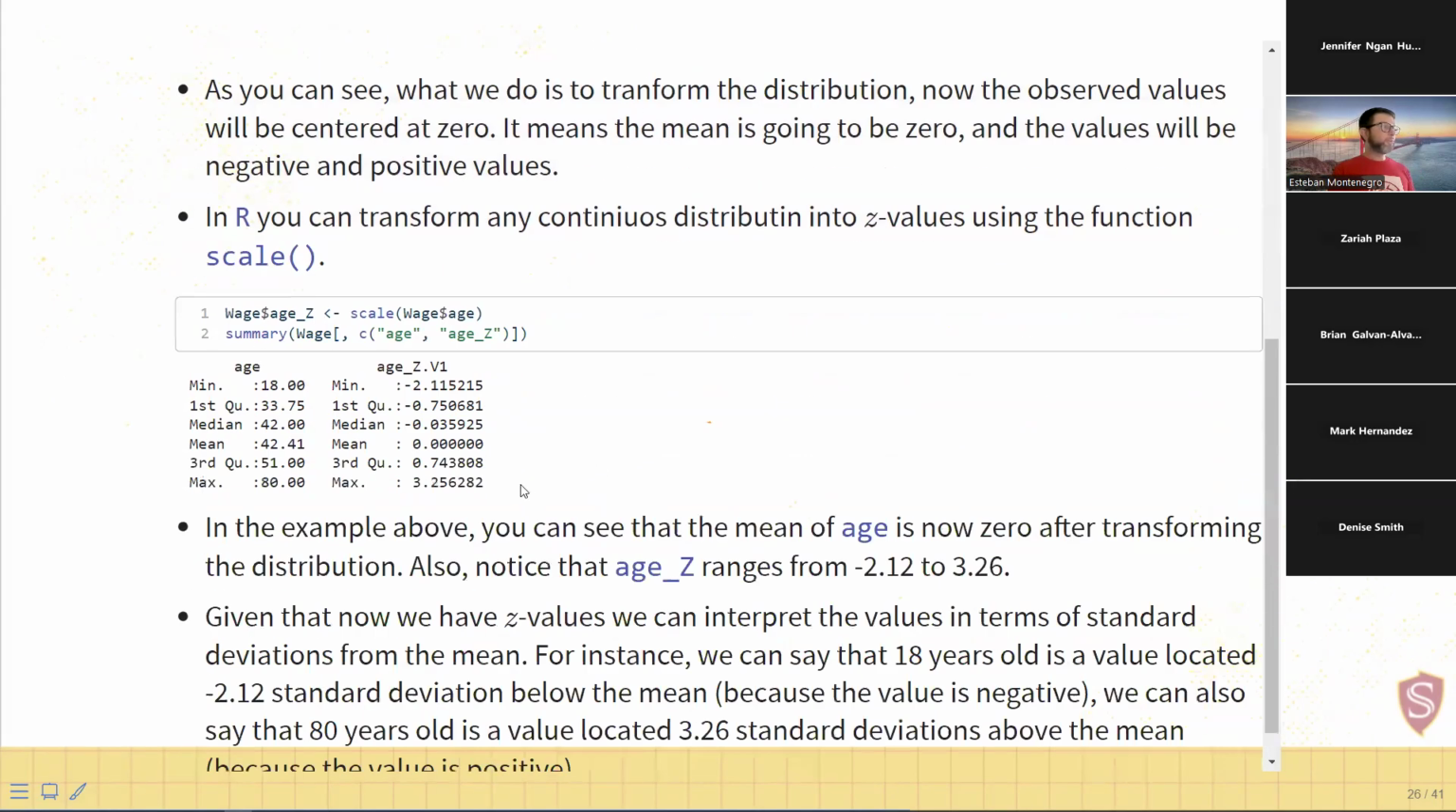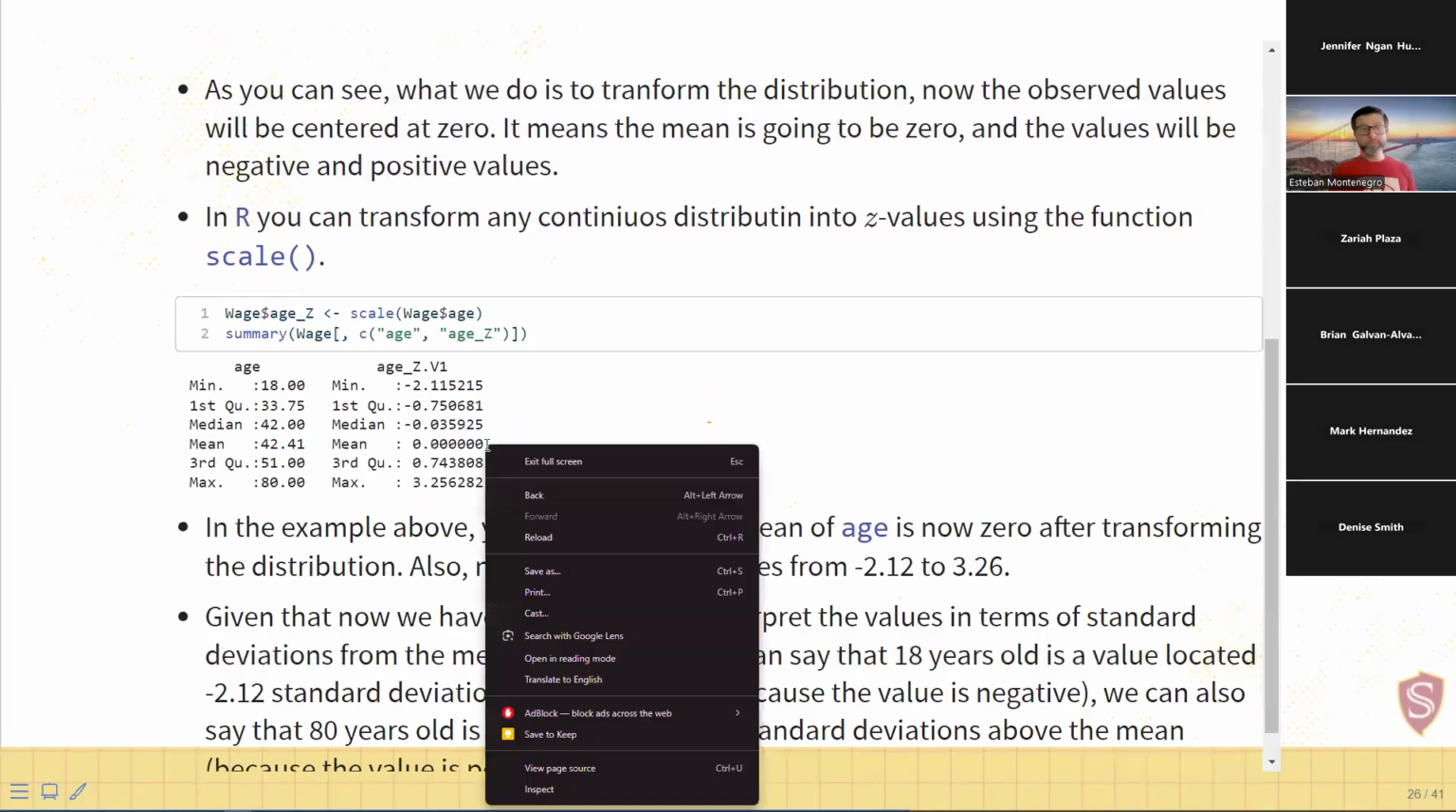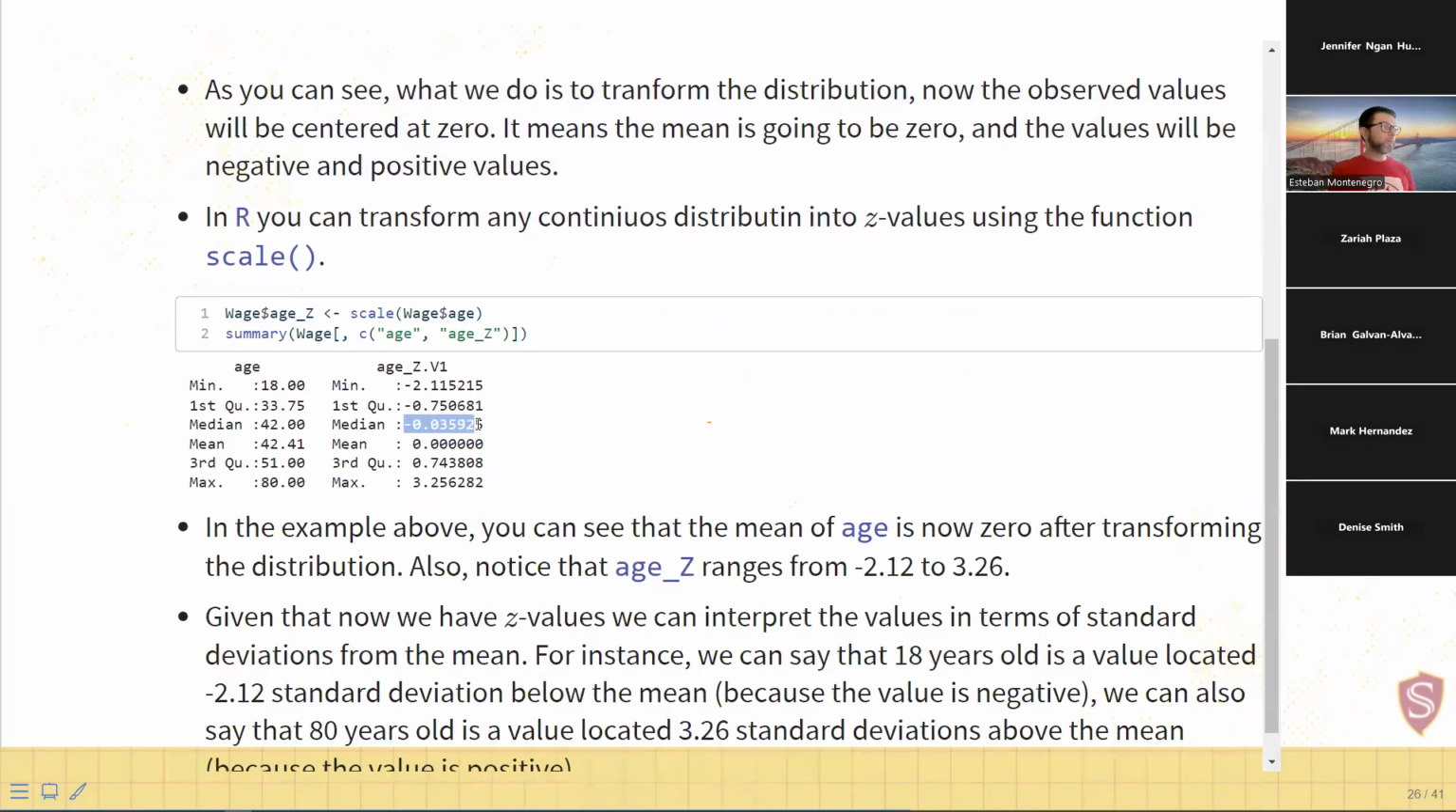When we do this, the mean is going to be centered at 0. And now you can speak about the values in terms of standard deviations. In this case, the mean of age was 42.41, and now it's 0. You could tell that the minimum value is minus 2.11 standard deviations below the mean, and the maximum value, for example, is 3.26 standard deviations above the mean. And if you do this, you can compare any variable. It doesn't matter the scale or the range of values in the variable.